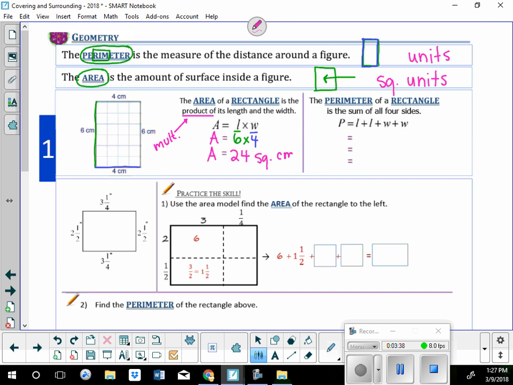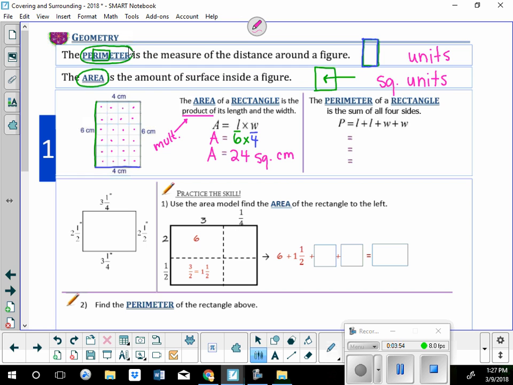Okay, do you see how each one of these pieces in here is made up of squares? There's 1, 2, 3, 4, 5, 6, 7, 8, 9, 10, 11, 12, 13, 14, 15, 16, 17, 18, 19, 20, 21, 22, 23, 24.